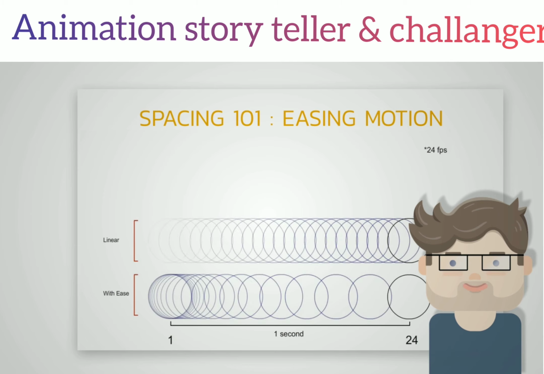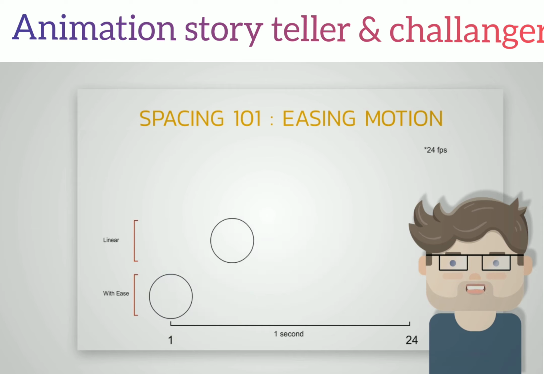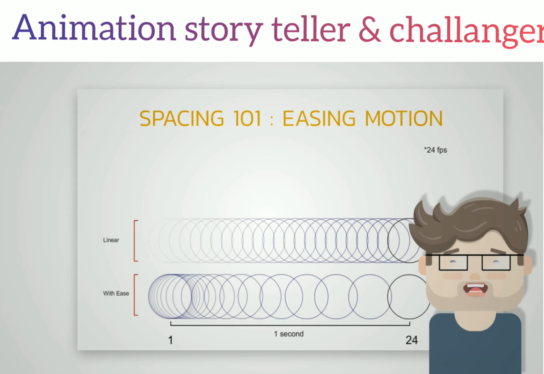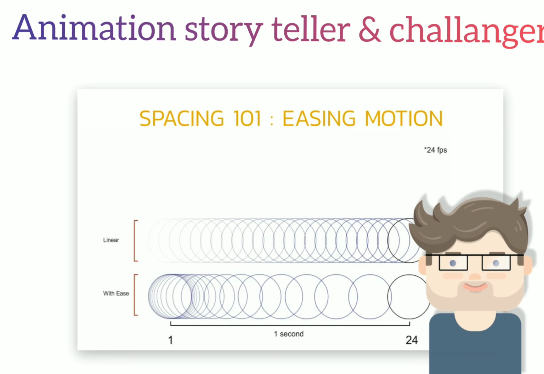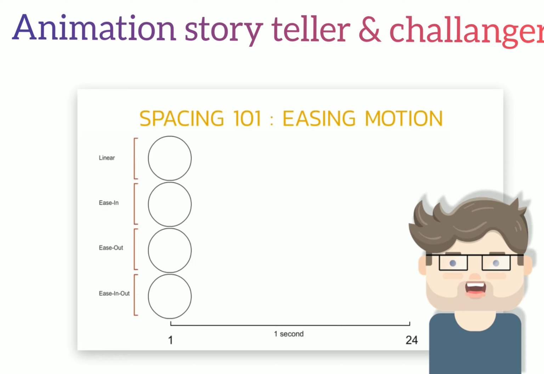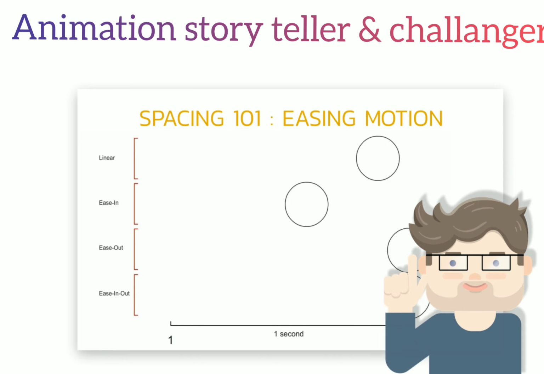spaced. The bottom circle animation, however, moves with an ease. Some frames are spaced closer together at the beginning, which will make it appear to move slower at the start and speed up near the end. This is done to show acceleration. There are many ways to add ease, as shown here.